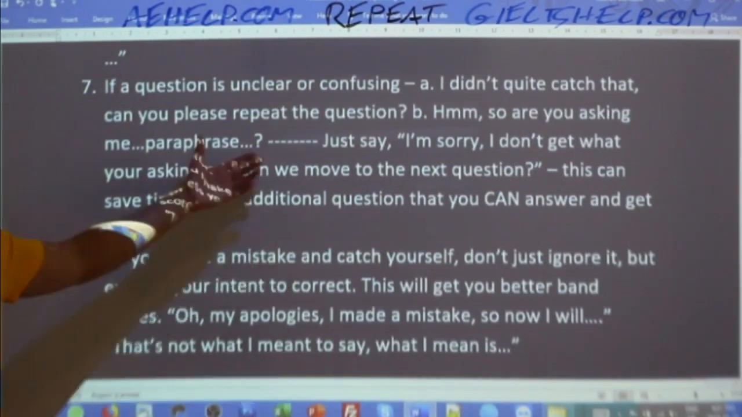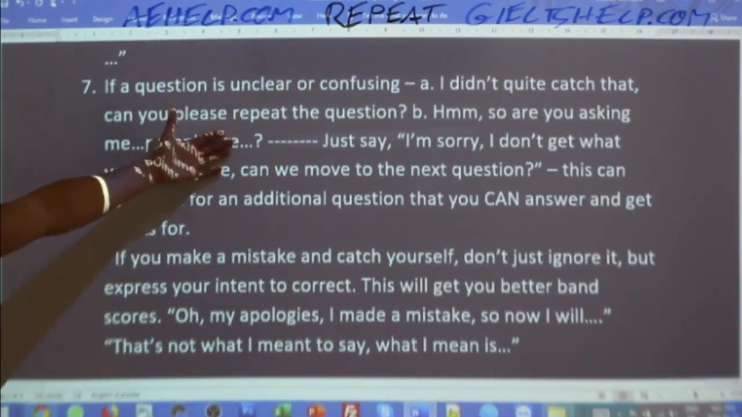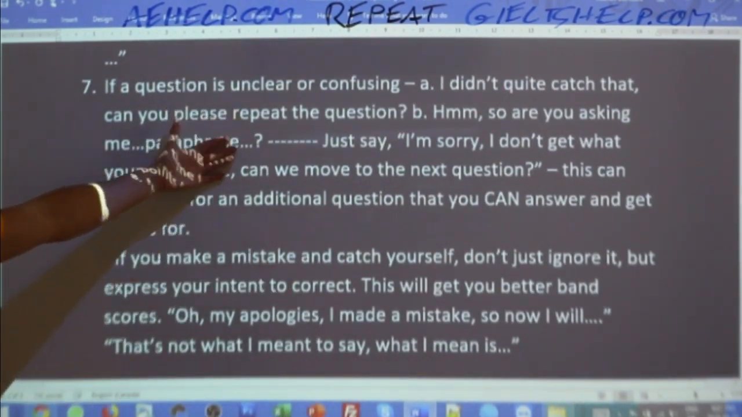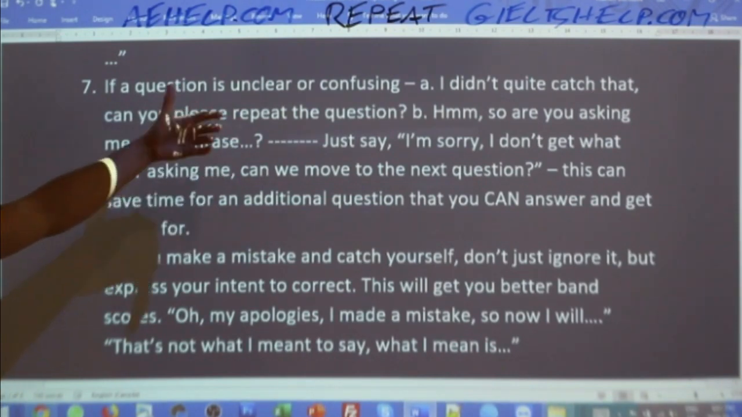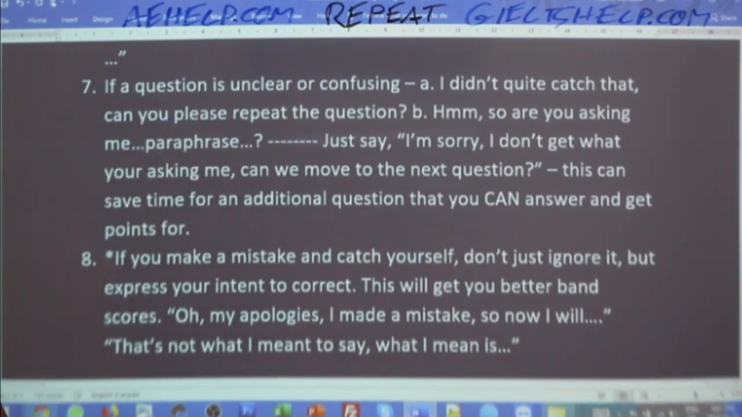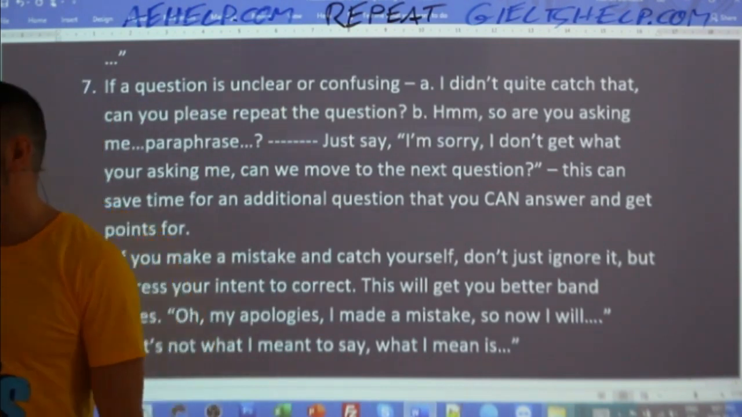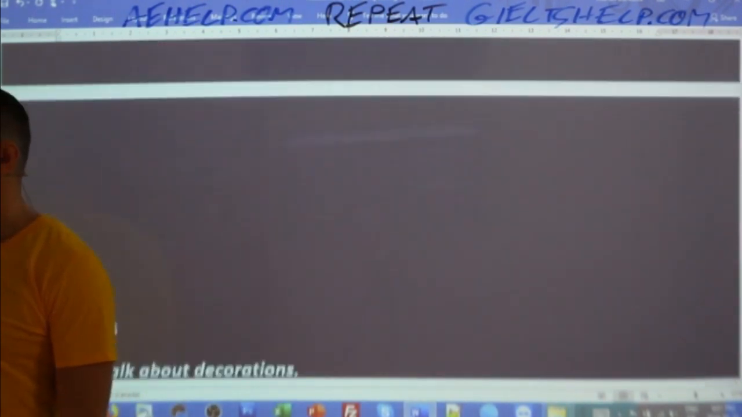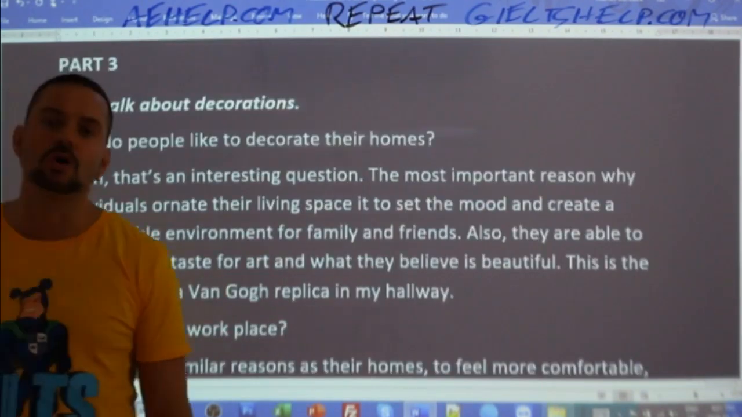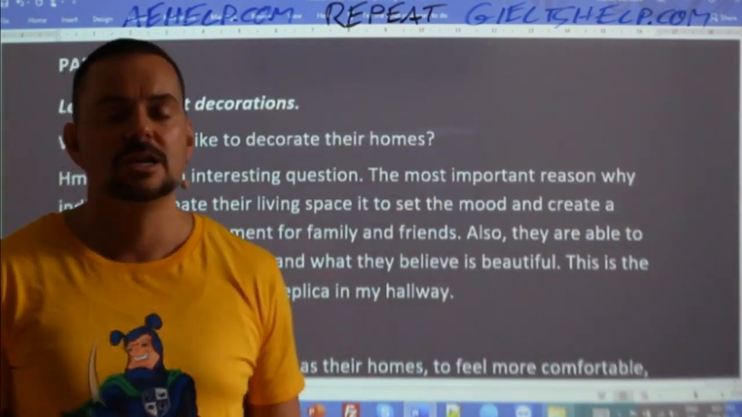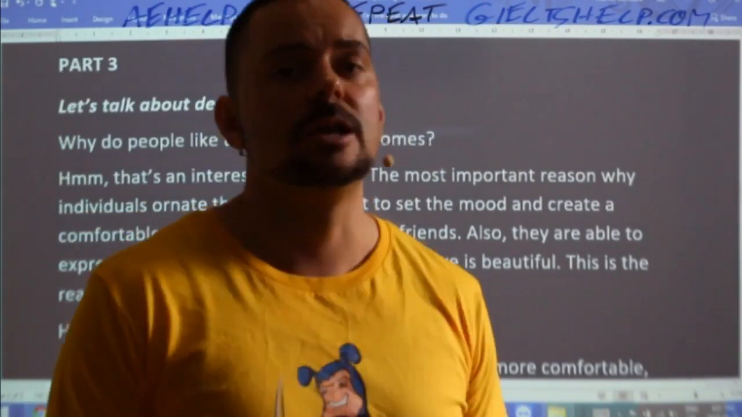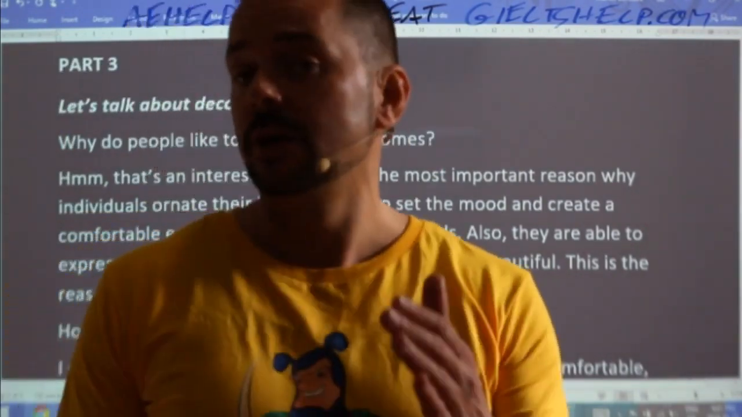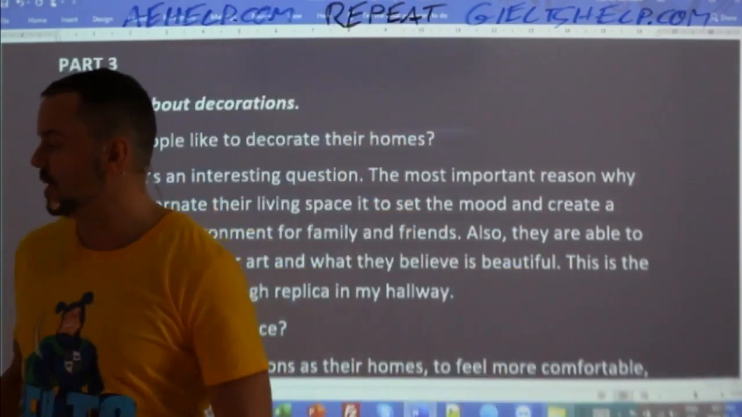If questions are unclear, ask for clarity. Ask for repetition. If you still don't get it, ask to go to the next question. If you make mistakes and catch yourself, correct yourself. Don't just ignore your mistakes. Follow this advice and you will improve your band score. Guarantee it.